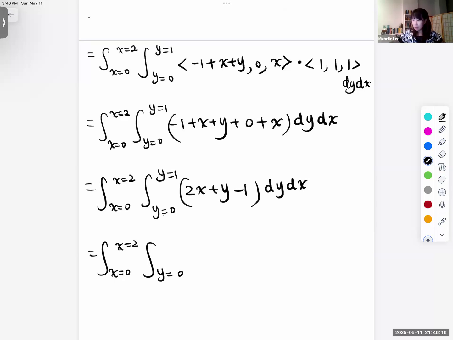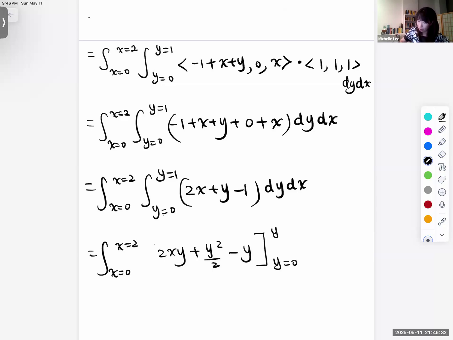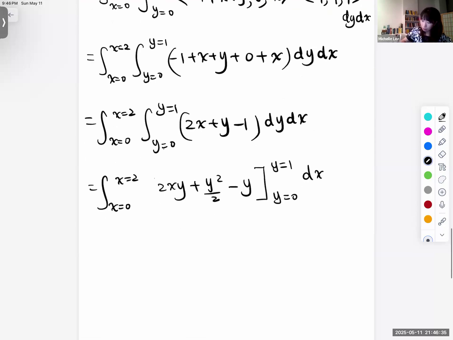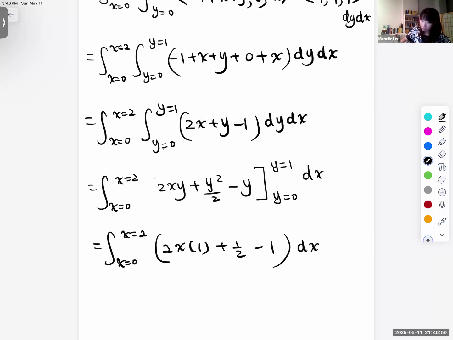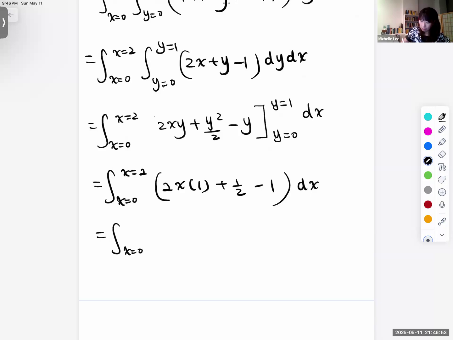Okay, now let's integrate with respect to y, right? So we have a 2xy plus y squared over 2 minus y, yeah? And then evaluate from 0 to 1. So we have 2x, 1 plus 1/2 minus 1. And everything is 0. Okay, so there will be 2x. And we get the negative 1/2.